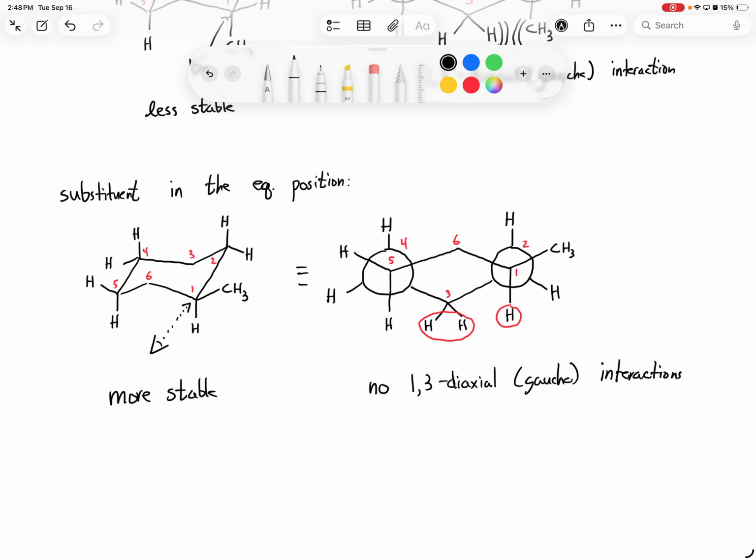So this is more stable. So more in the equatorial position. So if you're in the equatorial positions, you're more stable because there's no gauche steric hindrance interactions.